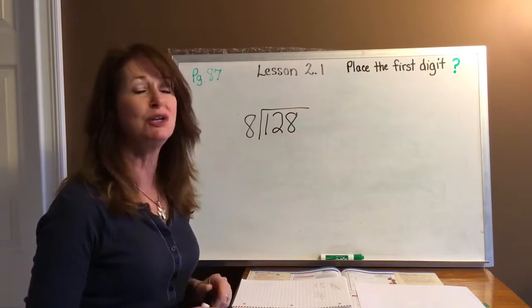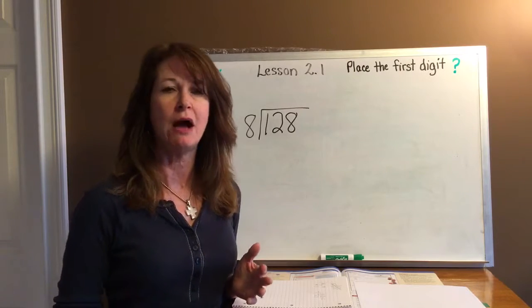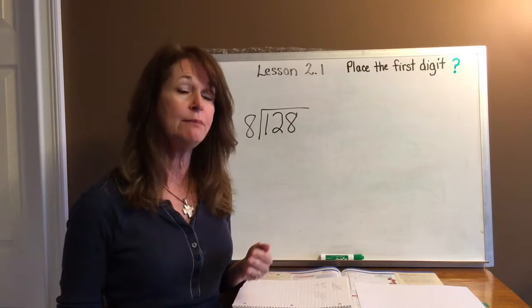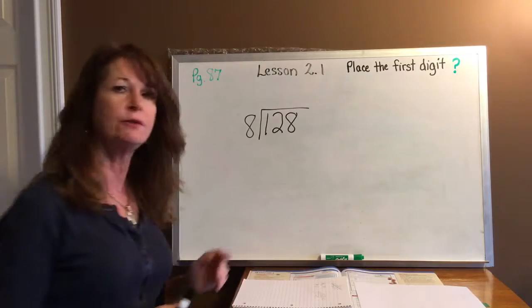I put a big green question mark there because really this is the question, this is what the whole lesson is about: where do I place my first digit in my quotient or in my answer? Okay, we're going to talk about that as we do this very first problem here.